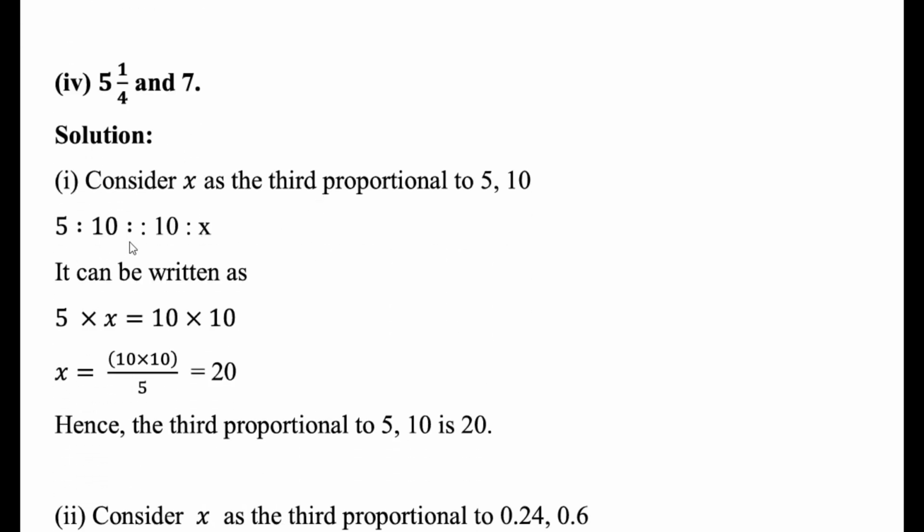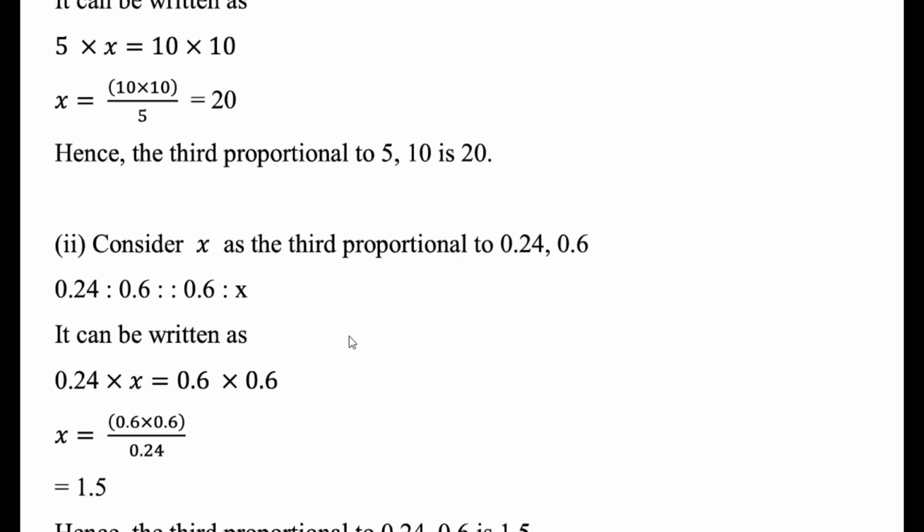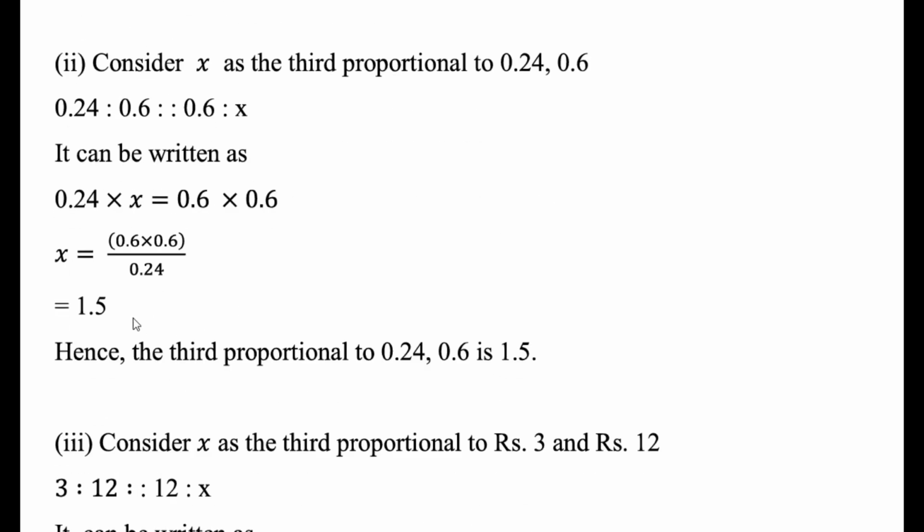So 5 is to 10 is to 10 is to x. In the same way we will get x is equal to 20. So third proportional will be 20. Then find the third proportional, 0.24 and 0.6. So always take it as equal to x. After that, the first one into fourth one is equal to second one into third one. You can apply this formula. You will get x is equal to 1.5.